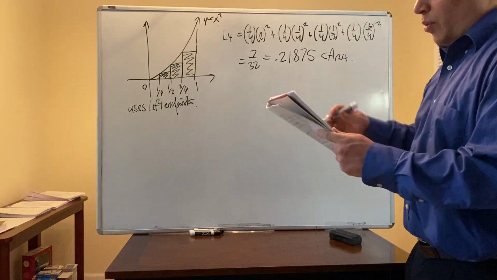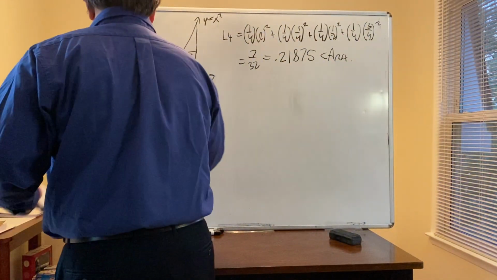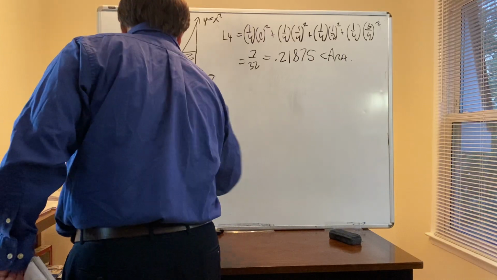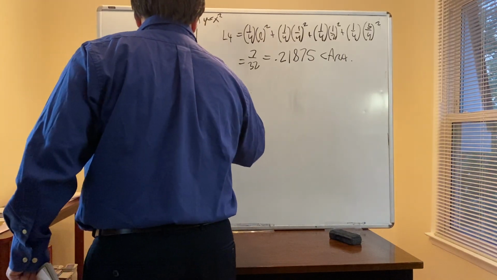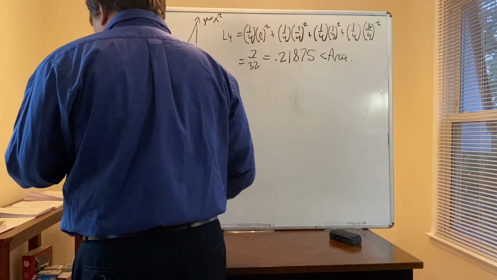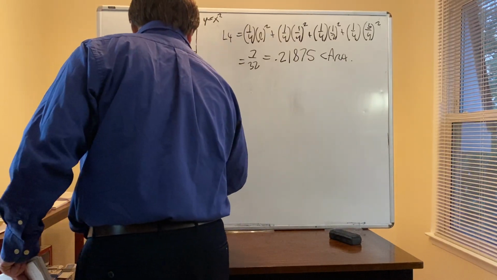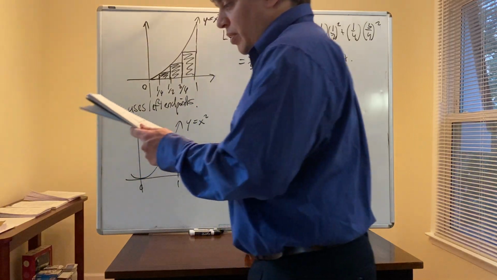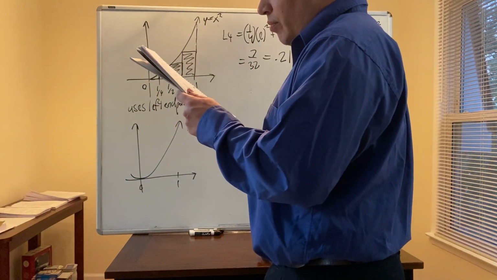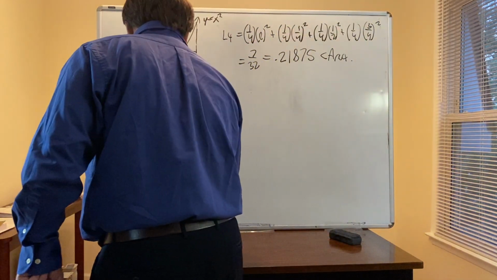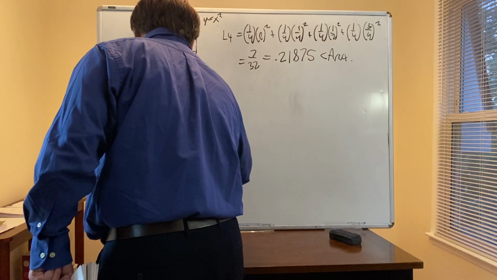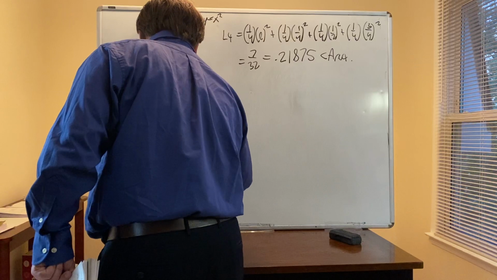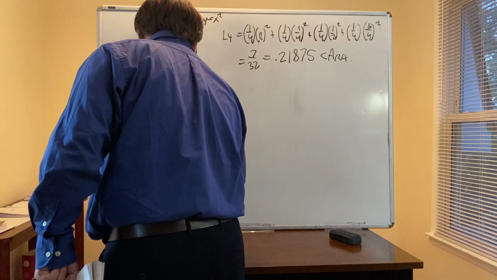But we only use 4 there. So if we took the same region under the graph y equals x squared from x equals 0 to x equals 1, but instead of using 4 approximating rectangles, we use 8, then instead of having subintervals of length 1/4, the subintervals would be length 1/8.